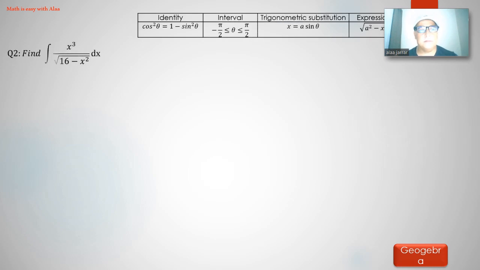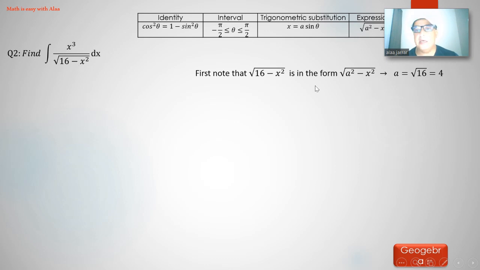Now, in this example, how can we find the antiderivative of x cubed over the square root of 16 minus x squared? We notice here that the square root of 16 minus x squared is in the form square root of a squared minus x squared, and if a squared equals 16, then a equals 4. Then we will use the substitution x equals a sine theta, and because a equals 4, our substitution will be x equals 4 sine theta.